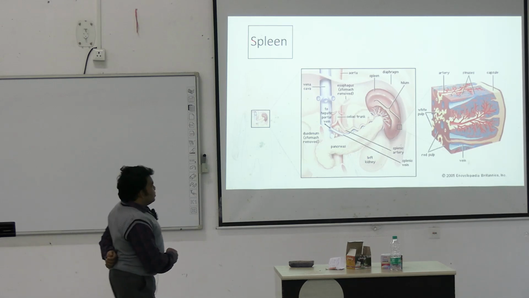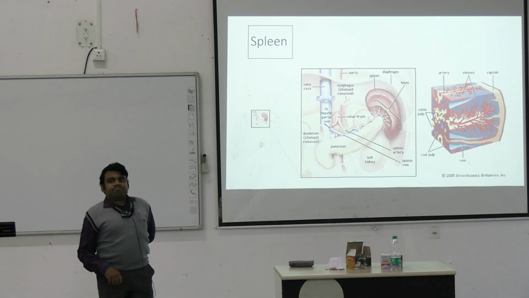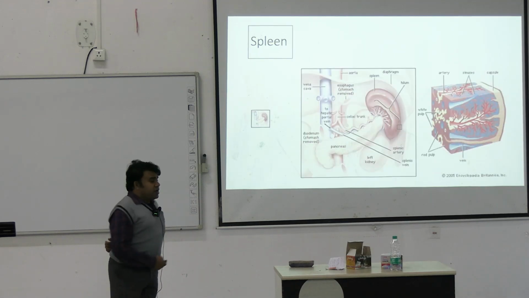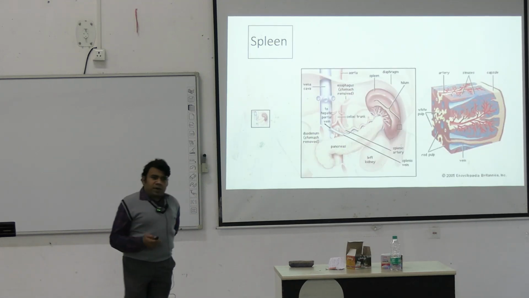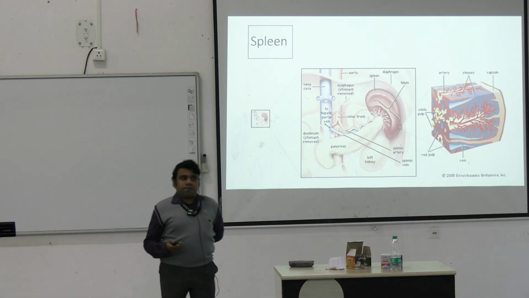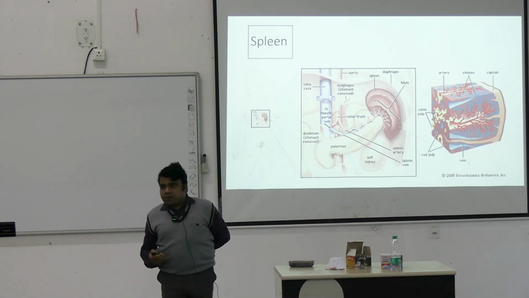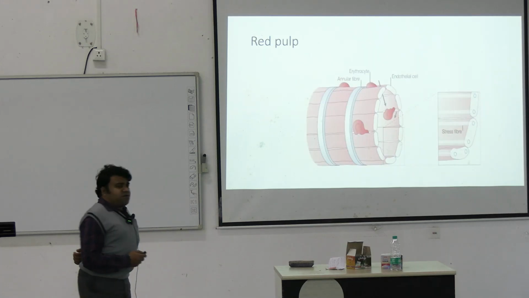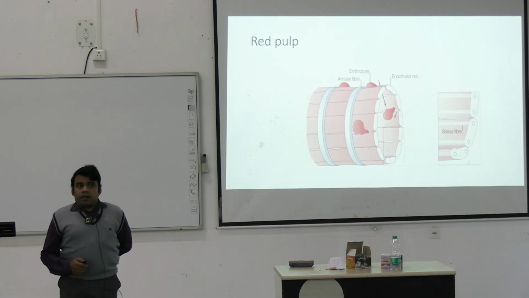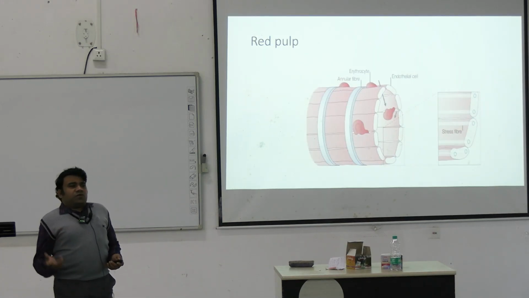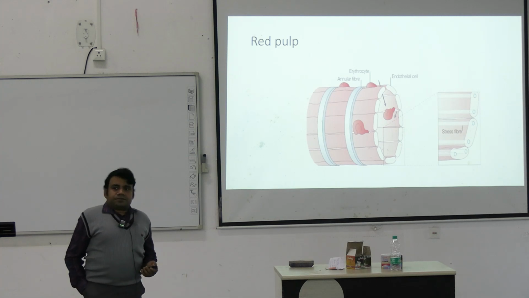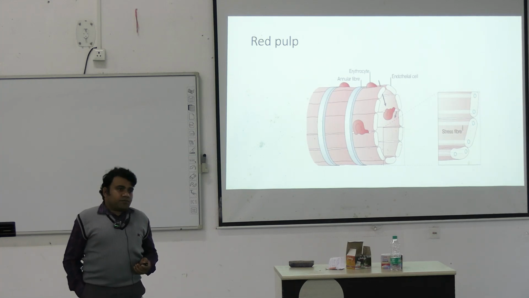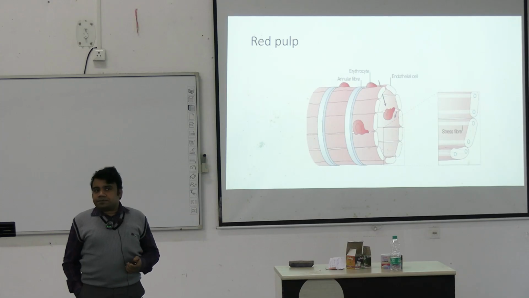Let us look at another organ that is called the spleen. If you look at the anatomy of the spleen, it has two parts. What are the two parts? Red pulp and white pulp. Now, two different mechanisms go on over there. The first is the red pulp. Can you say what is the function of the red pulp? Why is it a red pulp? And why is the other one white pulp?